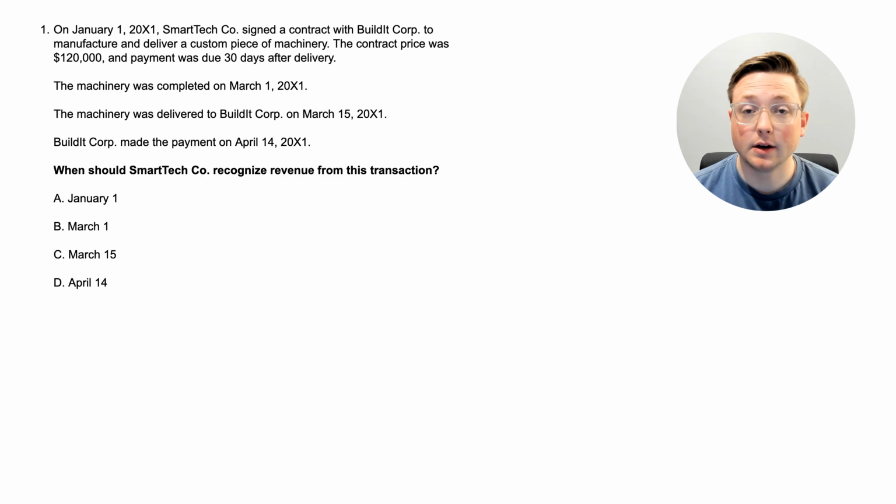The machinery was completed on March 1st of 20X1. The machinery was delivered to Build It Corp. on March 15th, 20X1, and Build It Corp. made the payment on April 14th, 20X1. So we have all the dates, we have the amounts. Again, there's not too much going on here, but when do they actually recognize the revenue from this transaction?